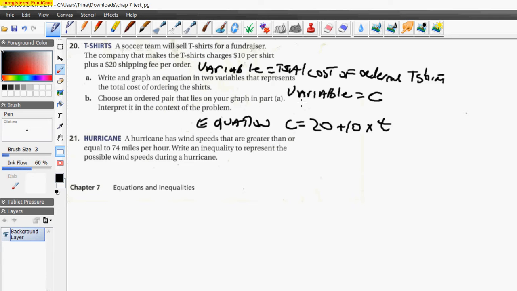So let's take a look at that. So we have this. This is our equation. C, which is the cost of ordering the t-shirts, equals 20 plus 10 times T. Okay? Times T. Times the actual t-shirts ordered. Okay? And let's go from there and see what we basically get. Now, if we look at this, let's just do a little chart. I'm going to get this off real quick, and that way we're going to do an actual chart.